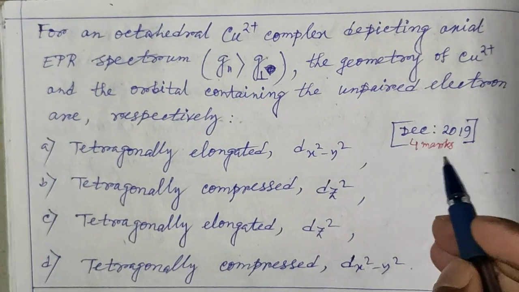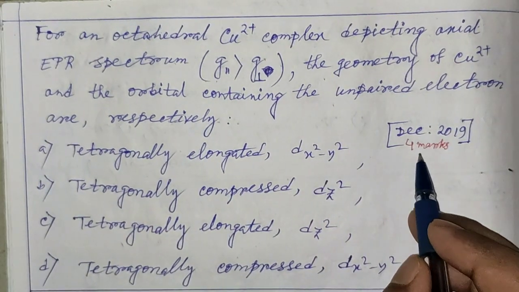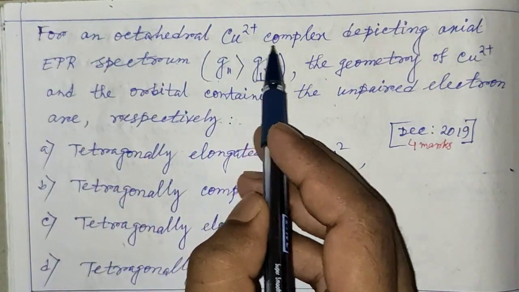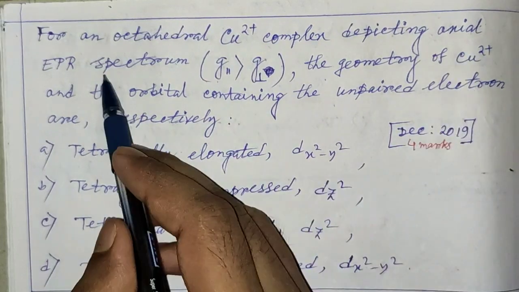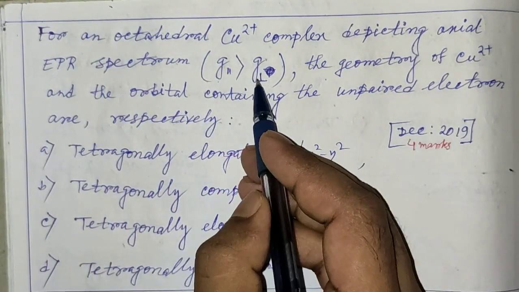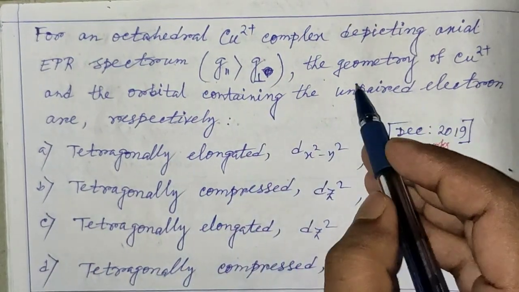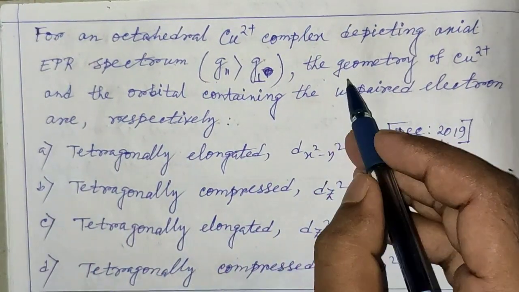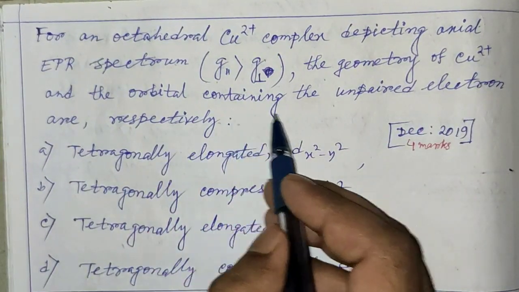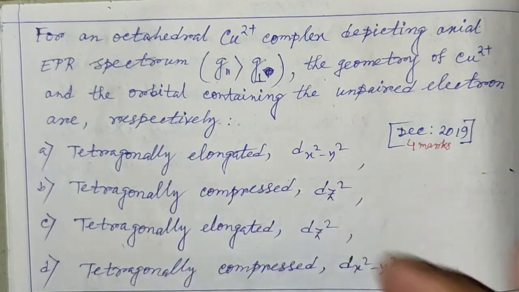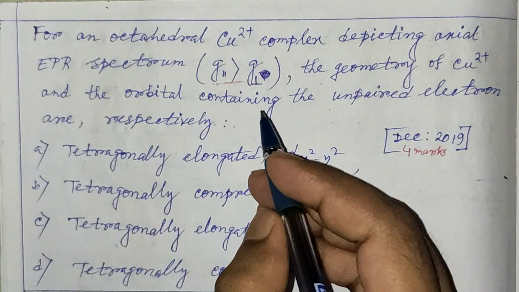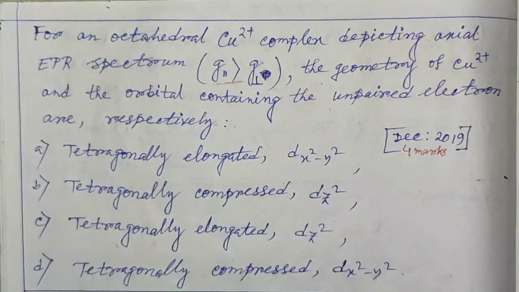This question was asked in December 2019 for 4 marks. In the question it is given that for an octahedral copper 2 complex depicting axial EPR spectrum for which g parallel is greater than g perpendicular, we have to identify the geometry of copper 2 plus complex and the orbital containing the unpaired electron. Now before solving the question we have to know what is g factor.